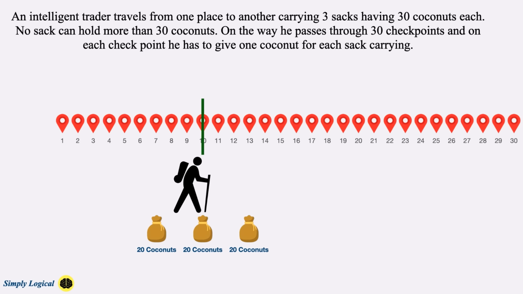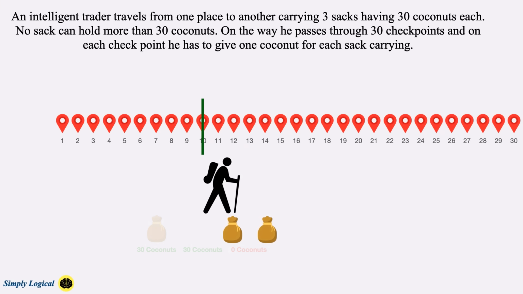The trick to save coconuts lies at this point. At this point, what the trader does is, he distributes all coconuts from one sack into the other 2 sacks, leaving 2 sacks each filled with 30 coconuts, and 1 sack will be empty. From here, at each checkpoint, the trader has to give only 2 coconuts because there are only 2 sacks left.